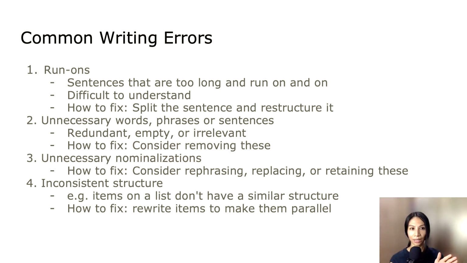The second one is unnecessary words or phrases. They might not be that relevant, so we usually reread them and then reconsider them. The third one is nominalizations. Because they are naturally hard to understand or more difficult, just see whether you still need them in the sentence. And the fourth one is inconsistent structure. I'm going to show you a list. The list needs to be neat in the sense that the items on the list look parallel with each other.